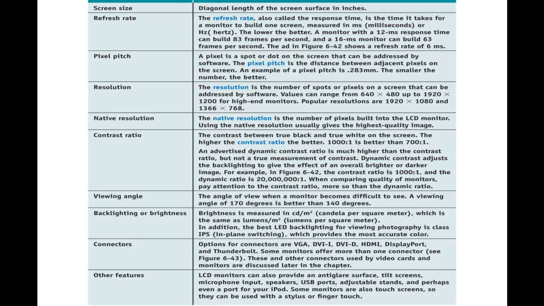Resolution, we know about resolution. We've already talked about this before. The resolution is the number of spots or pixels on a screen that can be addressed by the software. So the higher the resolution, the crisper it's going to be. Some people don't like that because they need to see larger, so you sometimes have to lower the resolution on a computer for their viewing needs. We have contrast ratio, angle, and the type of connectors. We've mentioned these before, such as VGA, DVI-I or D, HDMI, DisplayPort, and various others. So make sure that you take a good look at the important features of monitors.